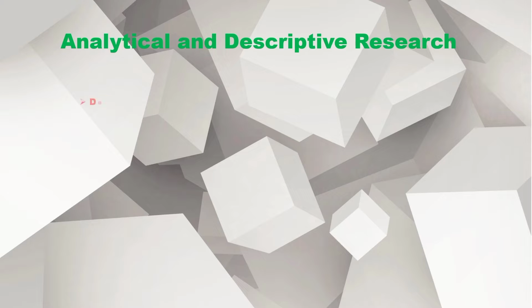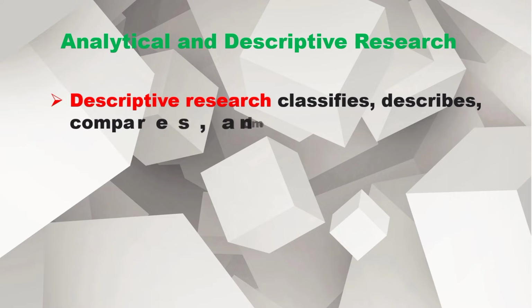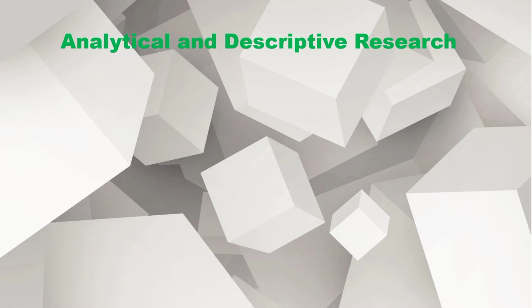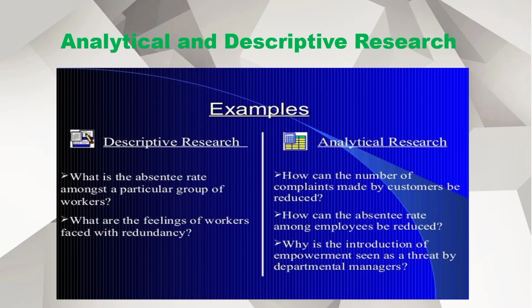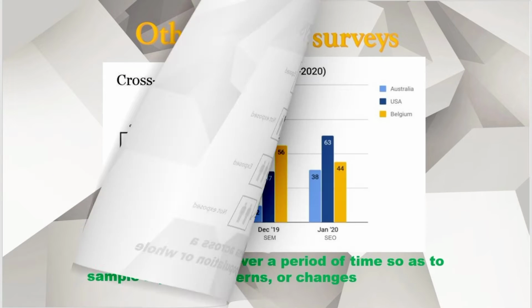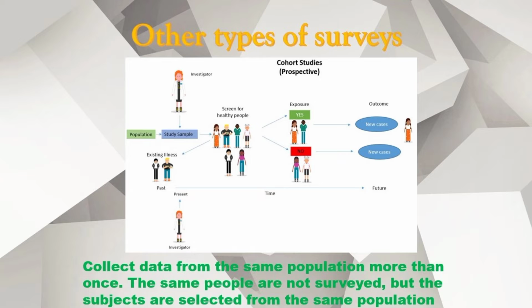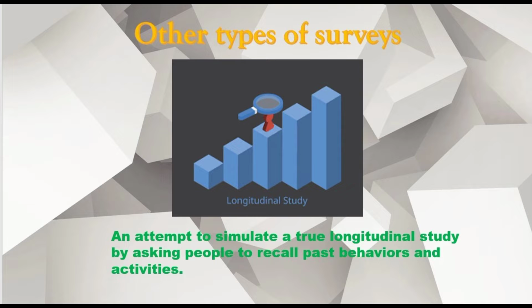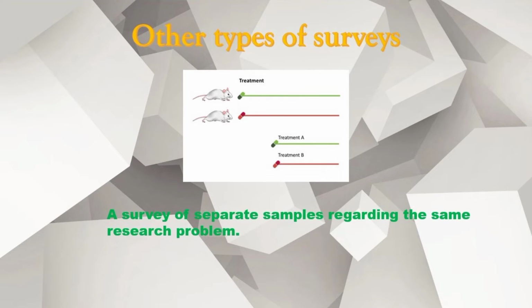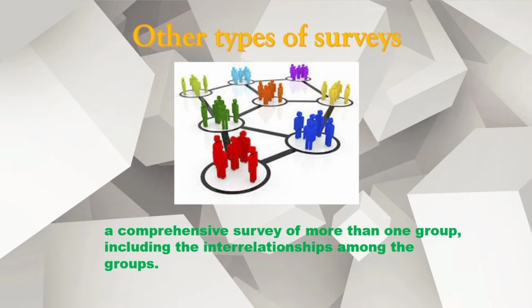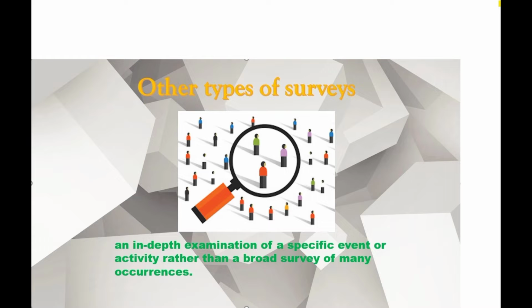Analytical and descriptive research. Descriptive research classifies, describes, compares, and measures data. Meanwhile, analytical research focuses on cause and effect. Other types of surveys: first, cross-sectional study; 2, trend study; 3, cohort study; 4, panel study; 5, approximation of a longitudinal study; 6, parallel sample study; 7, contextual study; 8, sociometric study; 9, critical incident study.